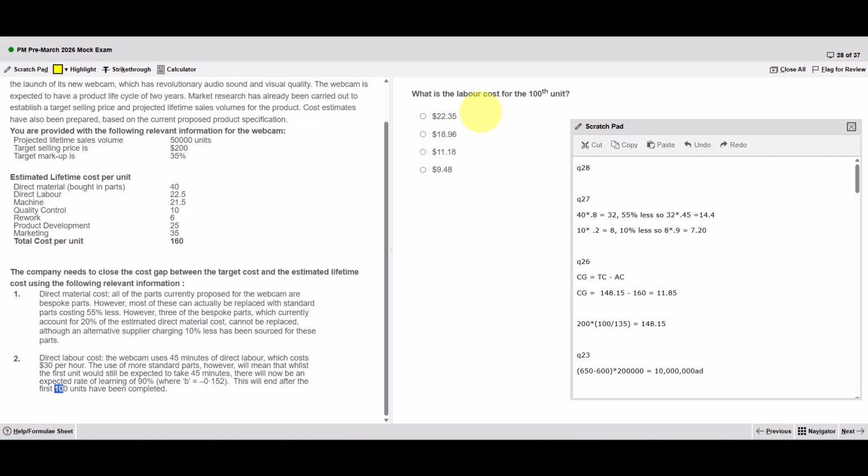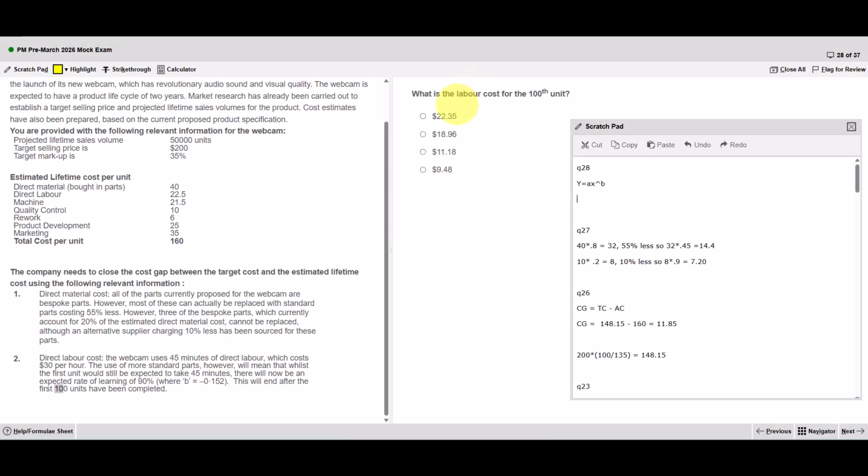So if you're running out of time and haven't got time to do a learning curve calculation, a quick side calculation like that would then, in my view, narrow it down to one of these bottom two, at which point it is a bit of a guess, but at least we've now got a 50-50 guess rather than a 25% chance of getting it right. Let's do the calculation properly.